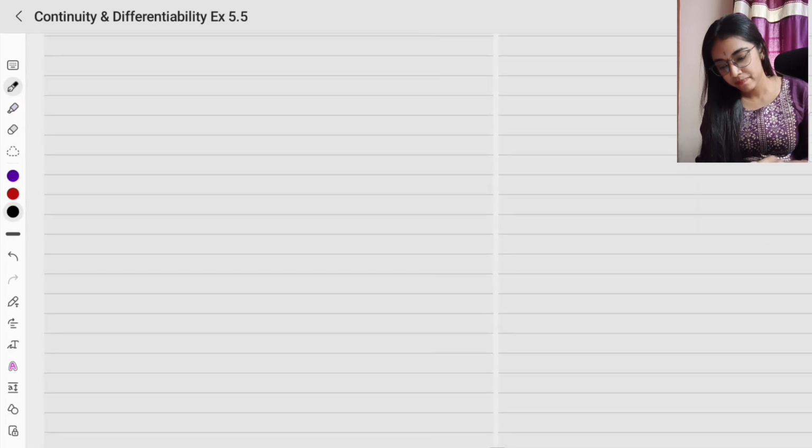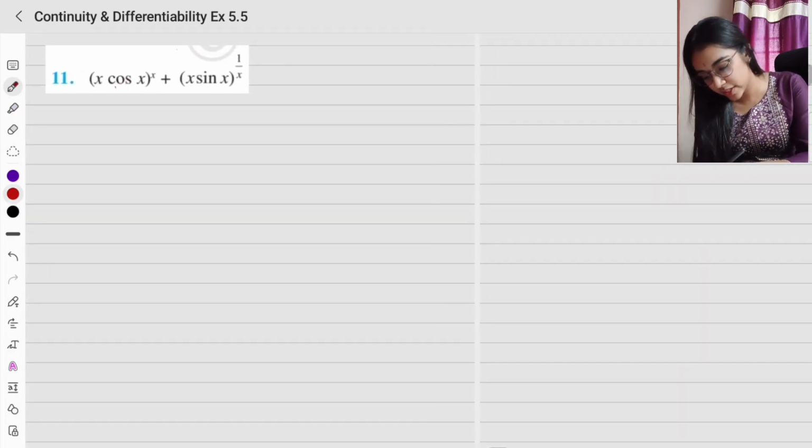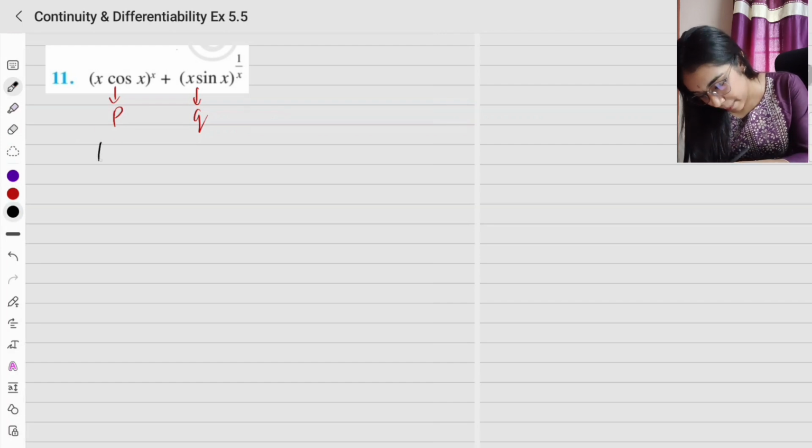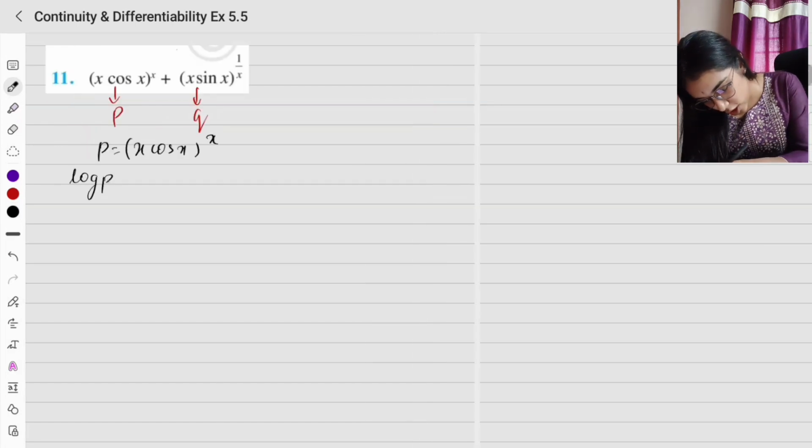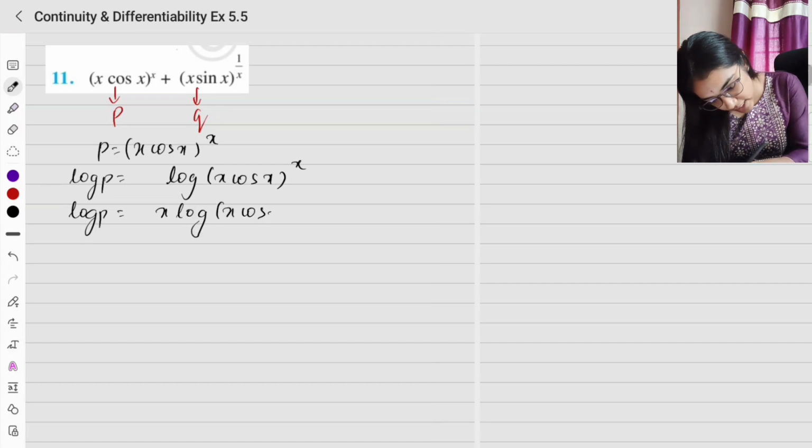Question number 11. I again have two different terms. So this is my p, this is my q. So now what is the first step? p equals x cos x to the power x. Taking log on both sides, log p equals log of x cos x to the power x. The power comes down. So log p equals x times log of x cos x.